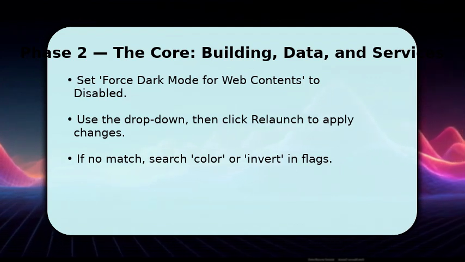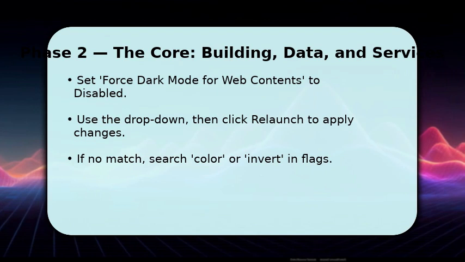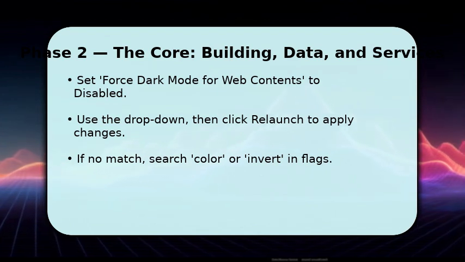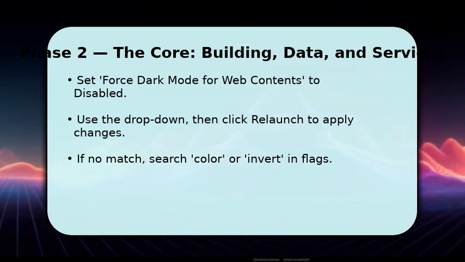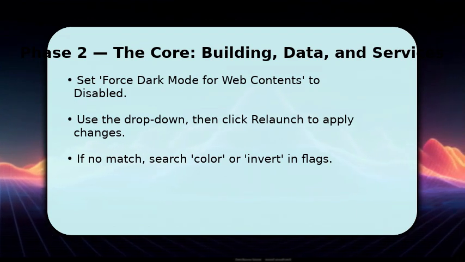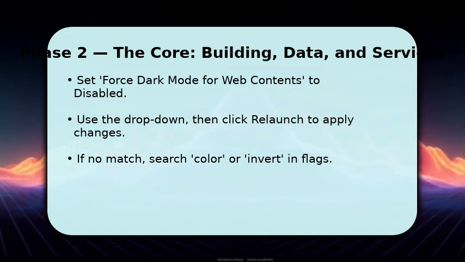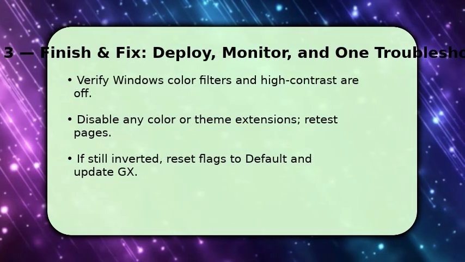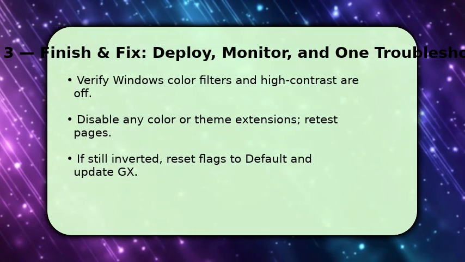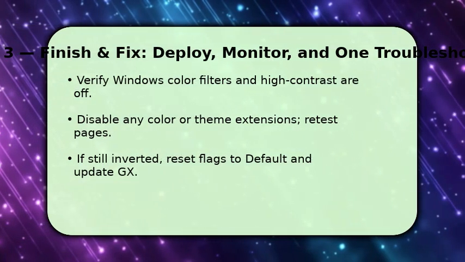If you couldn't find the flag, expand your search terms to color or invert, because flag labels vary between builds and versions. Complete the fix by confirming the system isn't forcing inversion. Open Windows Settings, go to Ease of Access or Accessibility, and ensure color filters and high contrast are off.